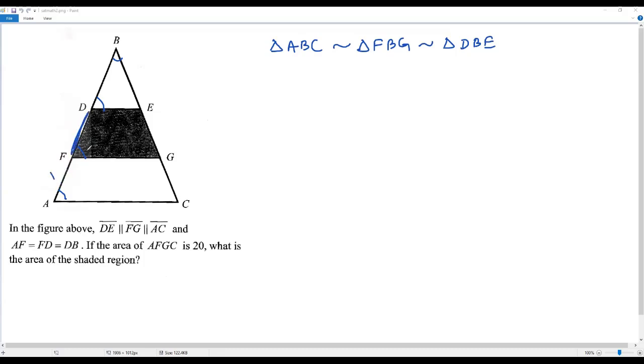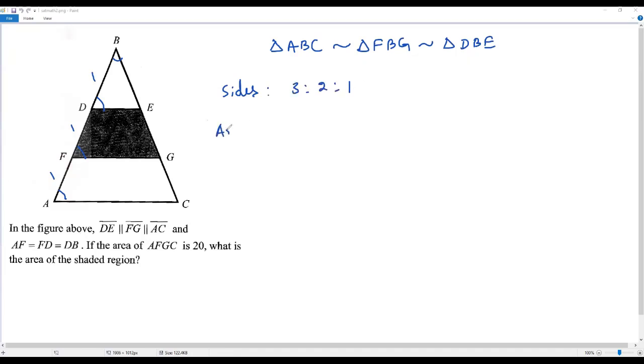What is the length of this line segment FD? That one also must be 1, and the length of this line segment DB must also be 1 according to this information. So what is the length of the side AB of the original triangle? That is clearly 3. According to my assumption of 1 unit for the line segment AF, the length of side AB of the original triangle is 3. What is the length of the corresponding side in the smaller triangle FBG? That is clearly 2. And the corresponding side in the other smaller triangle DB is 1. So the sides of the three similar triangles are in the ratio 3 to 2 to 1.